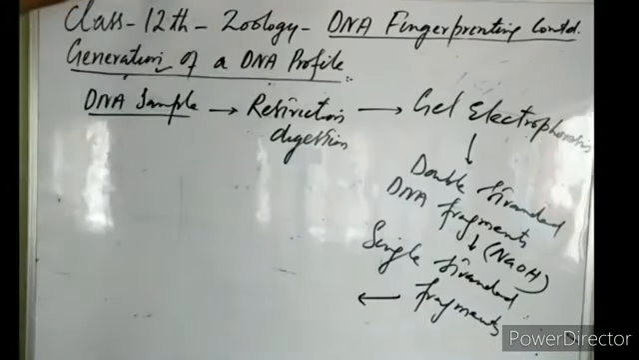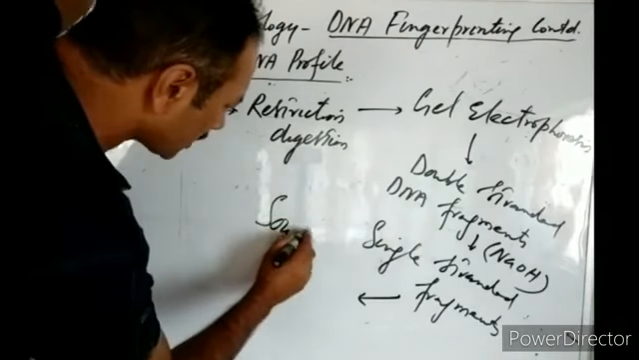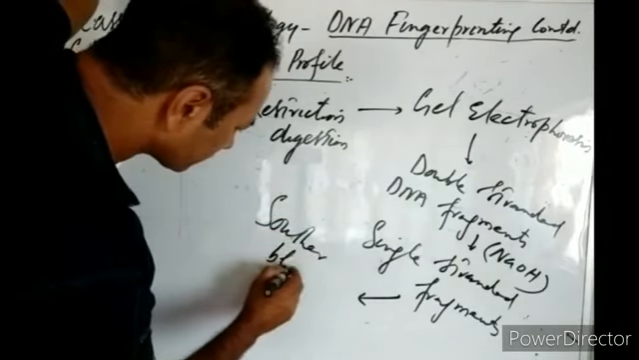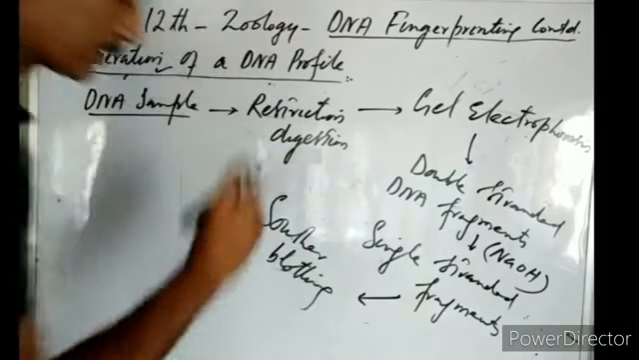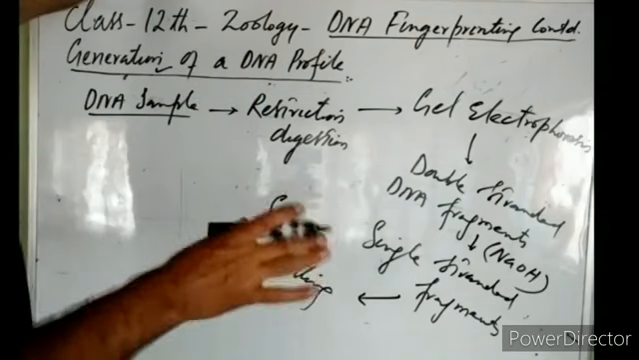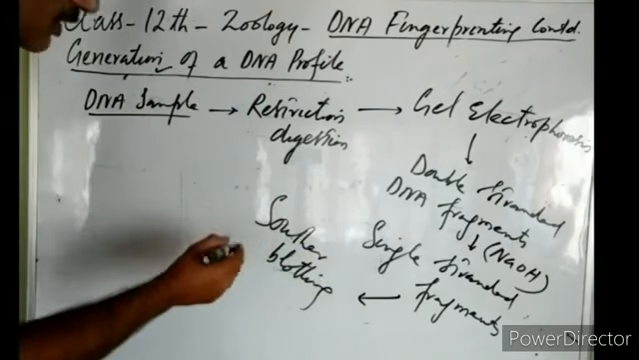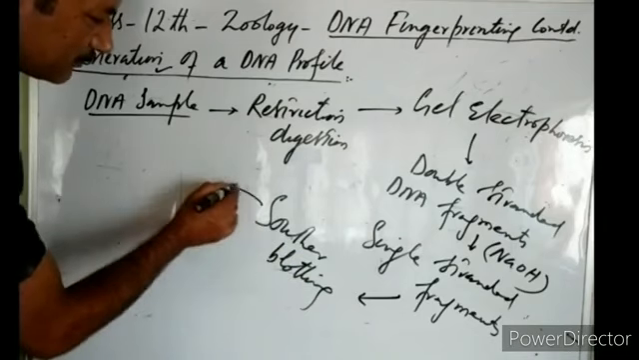After that, we fix this DNA to save it permanently. We fix this DNA on nitrocellulose paper. So we make use of Southern blotting. In this Southern blotting, this DNA is permanently attached to nitrocellulose paper for preservation, right? After Southern blotting, what is the next step?